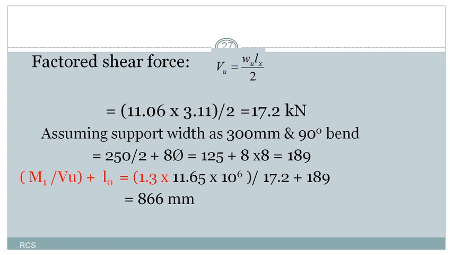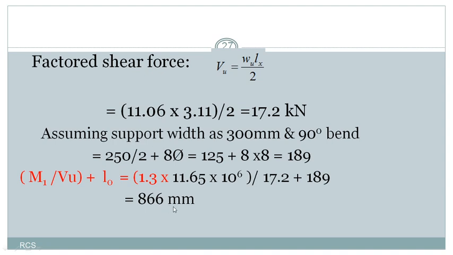The anchorage length for every 45 degrees bent of the bar will be 4 into phi. So we are bending into 90 degrees, so we have here 2 into 45, that is 8 phi. So phi value will be here 8 mm. So 8 into 8 is 64. If you substitute that, you will get somewhere around 650 or 700 if you substitute the correct value of Mu.